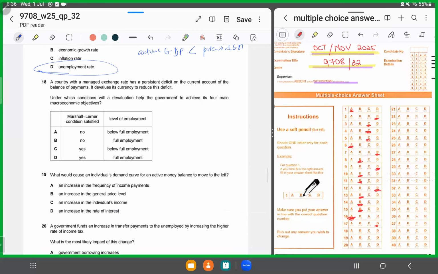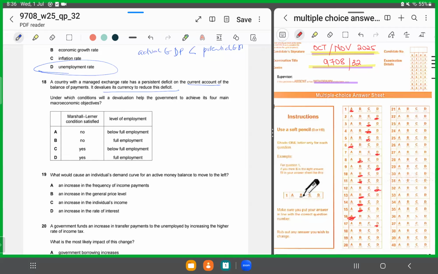18. A country with a managed exchange rate, that means it has a fixed exchange rate, is constantly having a deficit on its current account. It decides to devalue its currency. Now, if it devalues its currency, the exports are going to be cheaper and imports are going to get expensive. Now, which conditions must be there to help a devaluation achieve the objectives the government is trying to achieve?